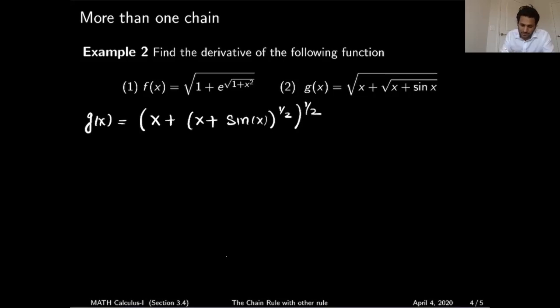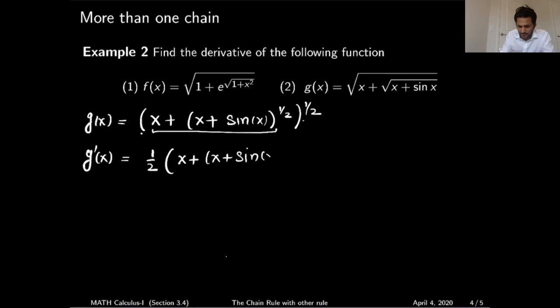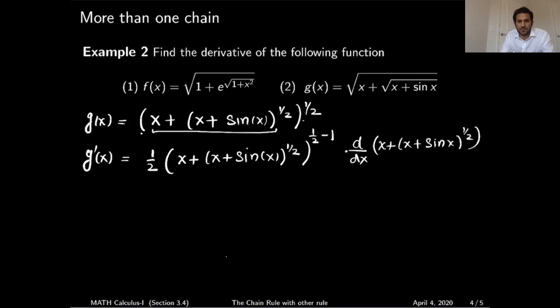As you can see, we have the power rule outside, and then inside is that function. So we will take the derivative of the outside first. So 1 half, x plus sine x to the power 1 half, 1 half minus 1, and the derivative of the inside function is x plus sine x to the power 1 half. So that's our first chain. That's basically the derivative of the outside and then the derivative of the inside.